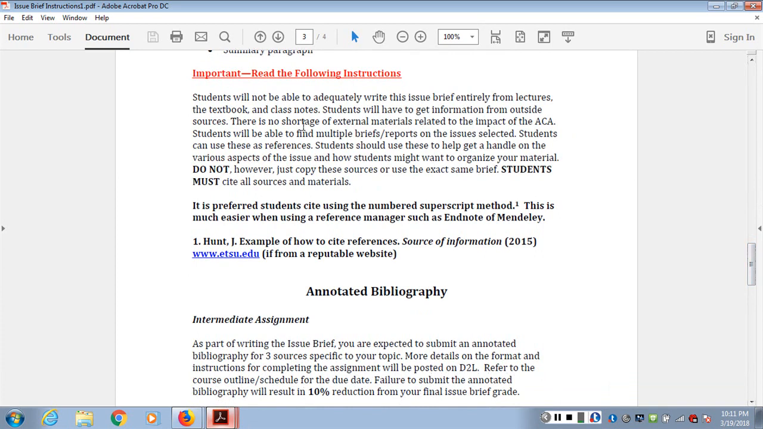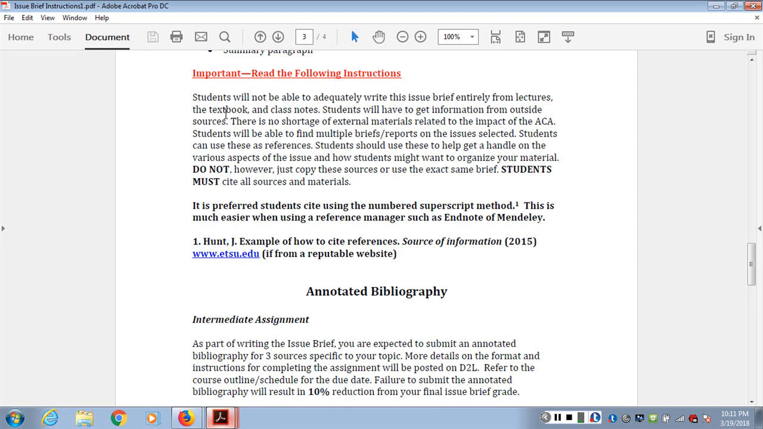The next piece of information is in regards to your references, and we'll go out and look at a couple different sources for references here in just one second. But you're not going to be able to write this issue brief just taking the book that we're using in class and your notes. You're going to have to go out and find some outside resources. The good thing is there's really no shortage of information regarding any topic that you can think of in its relation to the Affordable Care Act.